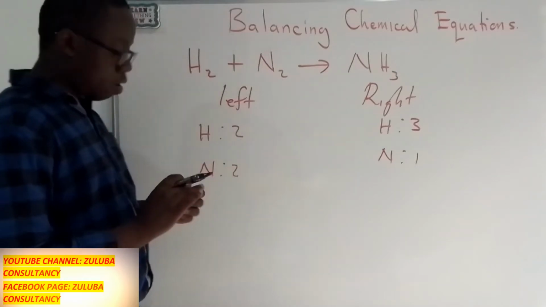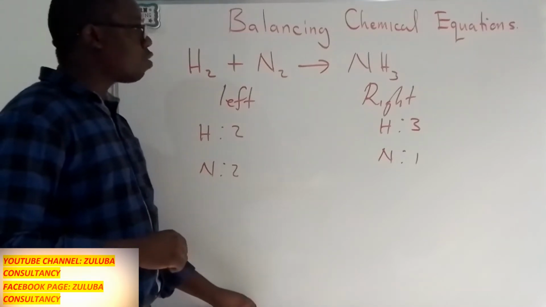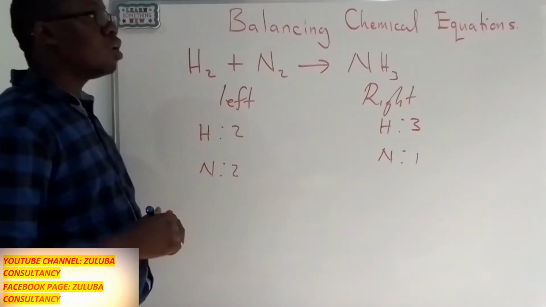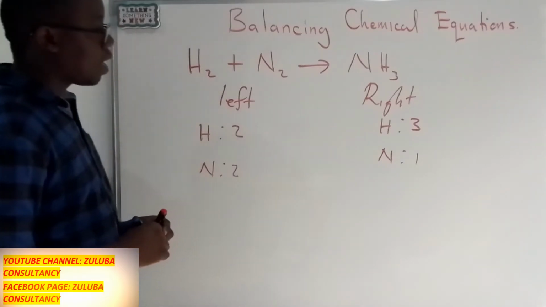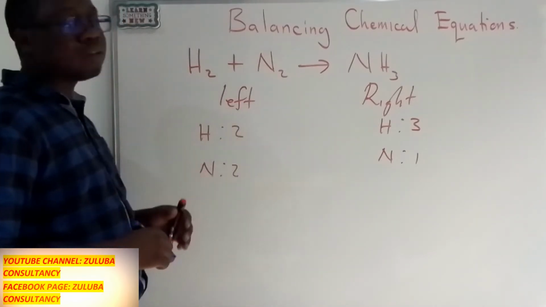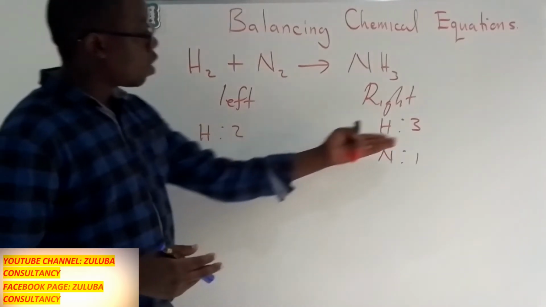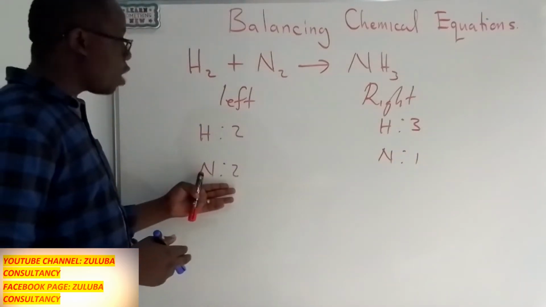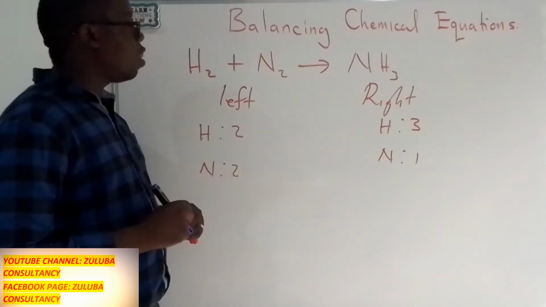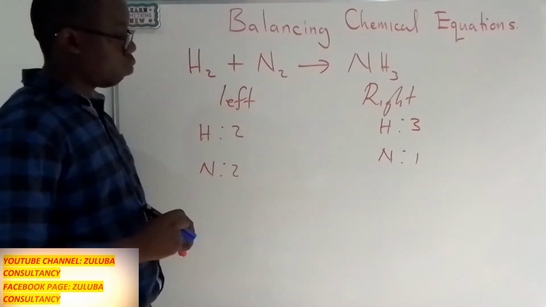So after you list down these atoms, you notice that some of the atoms are not balancing. So look at those atoms that are not balancing. In this case, both of the atoms, that is hydrogen and nitrogen, are not balancing. We have 2 hydrogens, 3 hydrogens, 2 nitrogen, 1 nitrogen. Now, if you notice that the 2 are not balancing, what can you do?